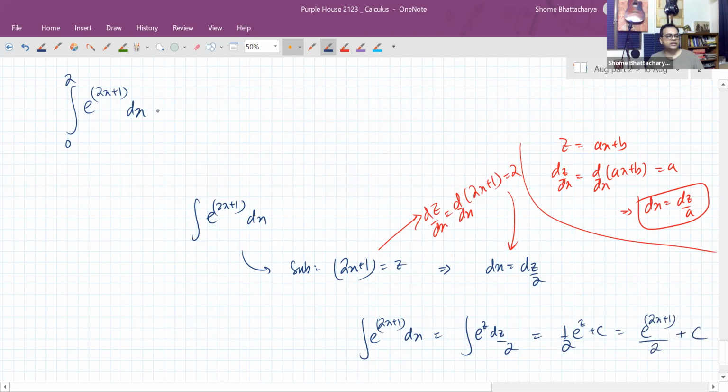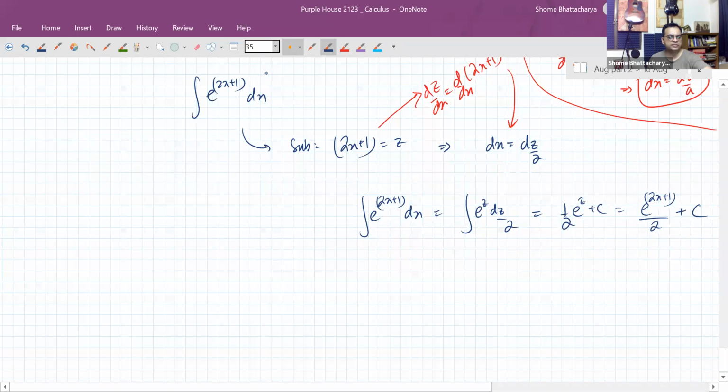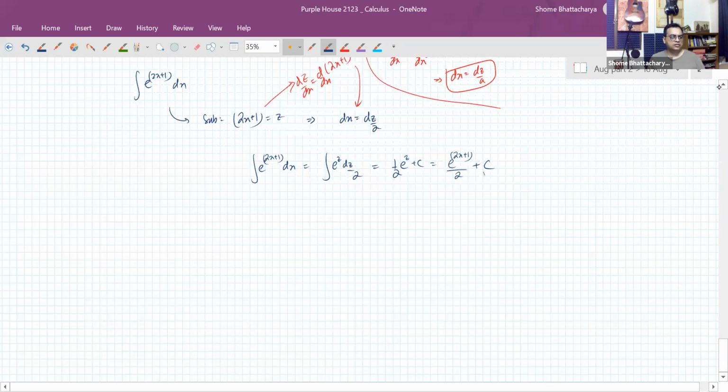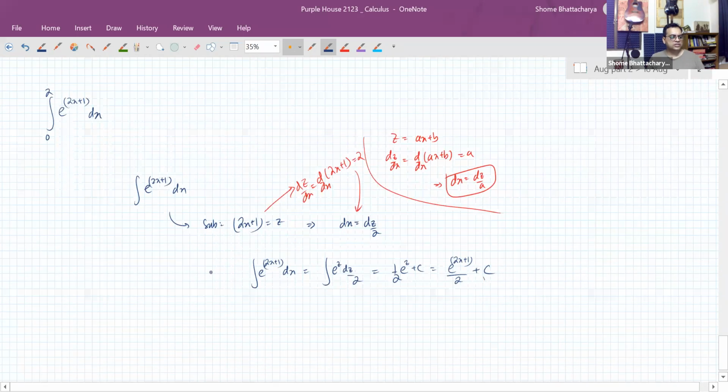Okay, so this is the indefinite integration. So what we now do for the definite integration is put the limits on this indefinite integration. So this is the indefinite integration, this one. Now on the same one, if I put the limits 0 to 2, suppose, on the antiderivative, which is this term, I put the same limits.